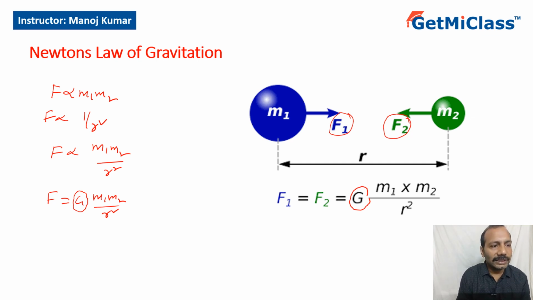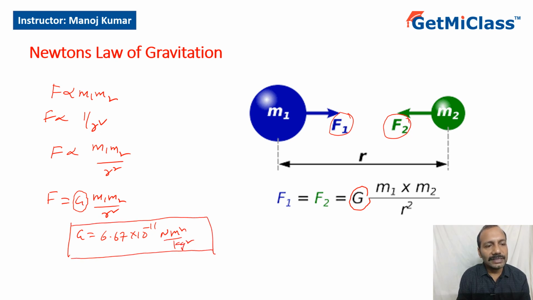And the value of G is 6.67 into 10 power minus 11 newton meter square per kilogram square. This is the value of the universal gravitational constant. Next, if the masses are not point masses, then the distance between them is the distance between the centers of mass. If they are point masses, we don't have to bother about the point where the mass is concentrated.